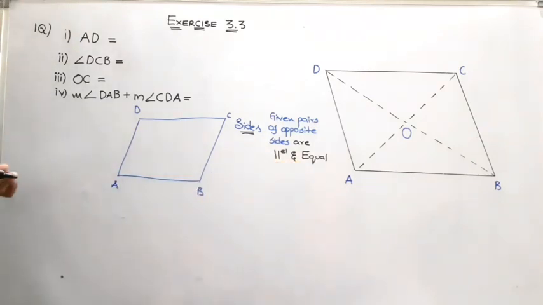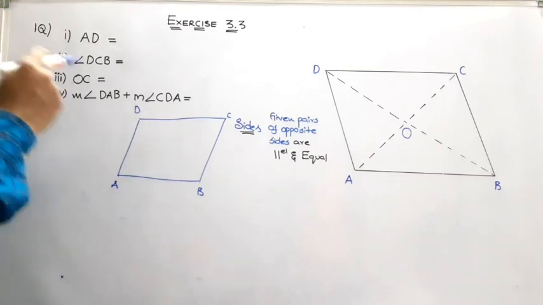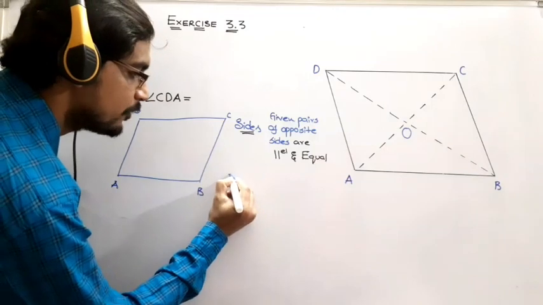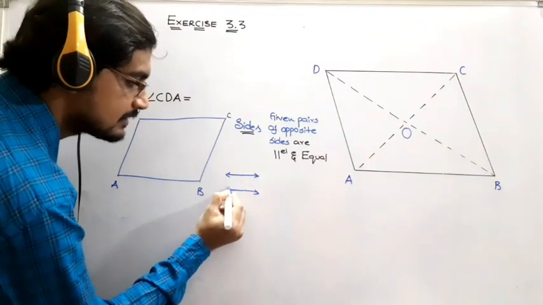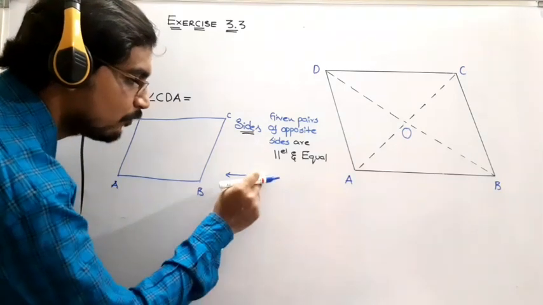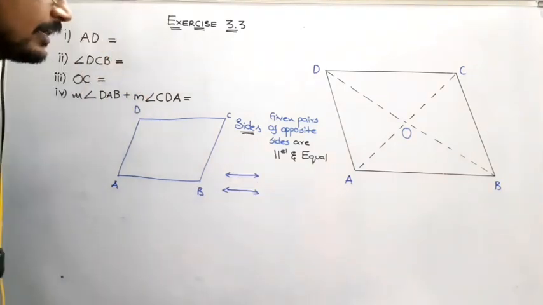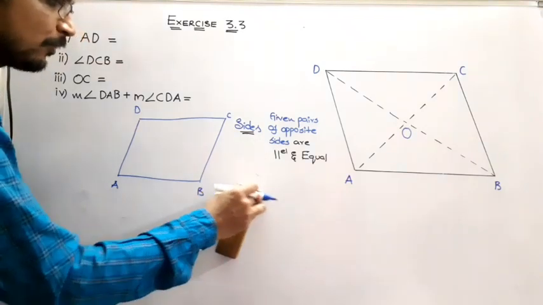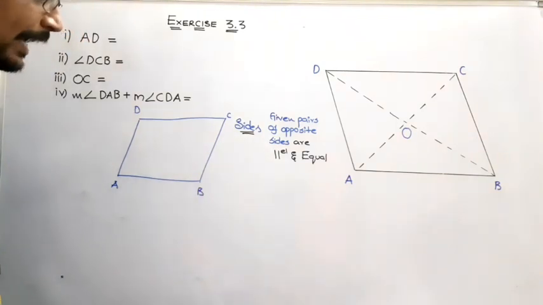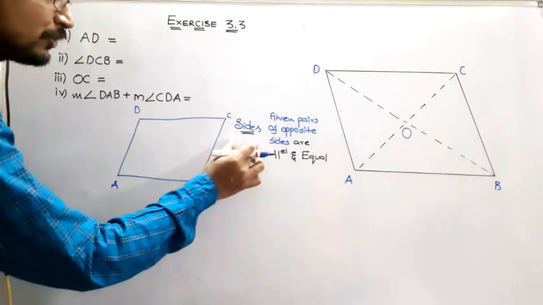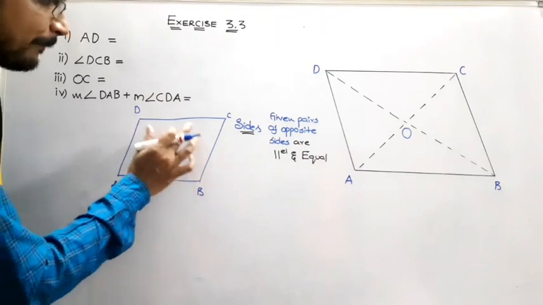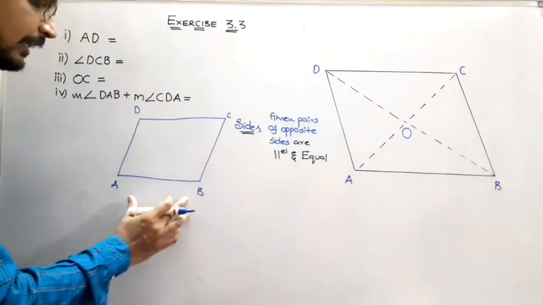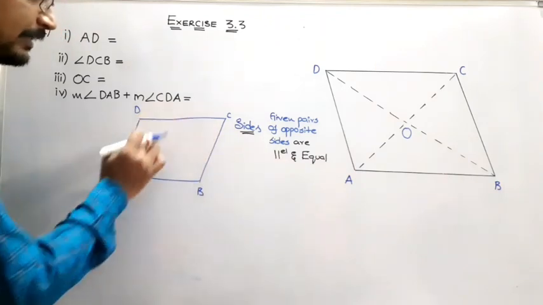Okay, we all know the basic definition of parallel lines and non-parallel lines. Parallel lines means they won't meet at any point. As long as we continue to extend these lines this side or the other side, they won't meet at any point. Such lines we call parallel lines. Now, by the definition of a parallelogram, the sides should have the property that the pairs of opposite sides are parallel and equal. In our case, we took the quadrilateral ABCD.